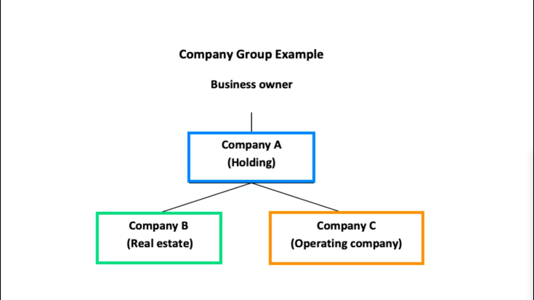Let us assume that company A holding has subsidiaries, companies B, real estate, and C, operating company, that are included in its consolidated financial statements. Company A is the parent of the group. The shares of company B and C are 100% owned by company A.